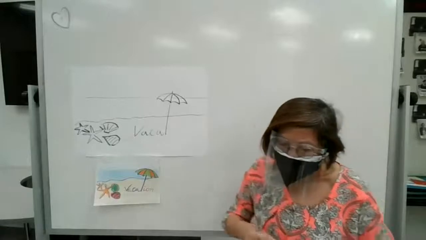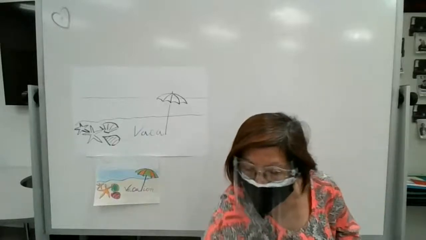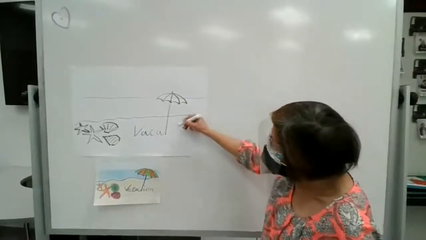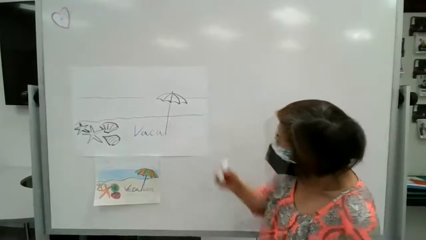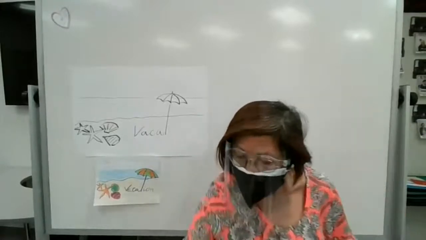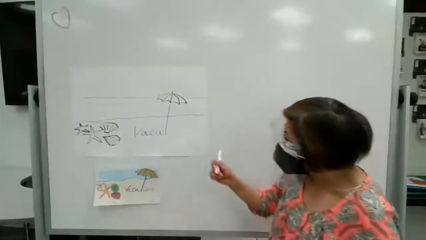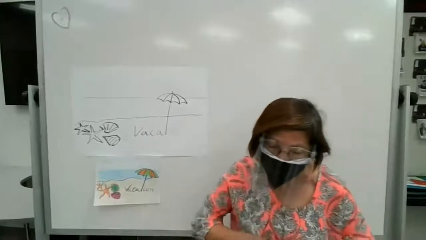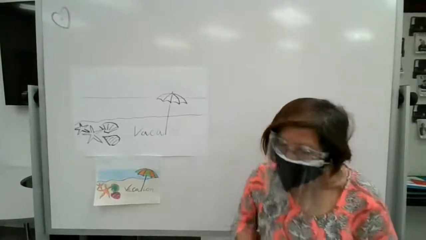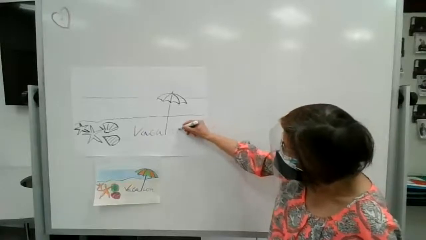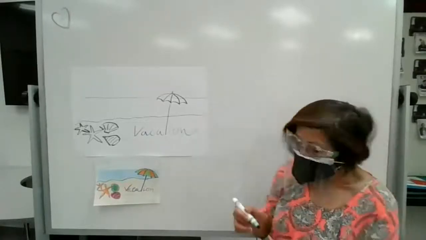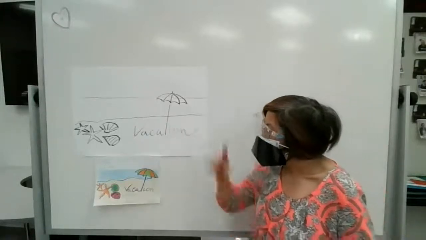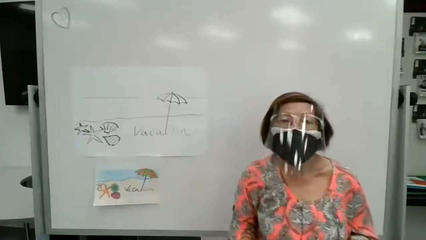Okay, now continue. You have the umbrella already, so let's see with the letter I here. I use another color just for fun. Okay. I, O, N. Okay. So now you have the vacation word with the umbrella here and some birds in here, right?